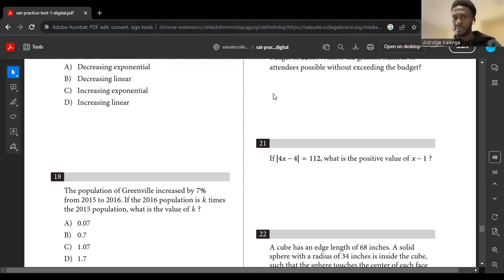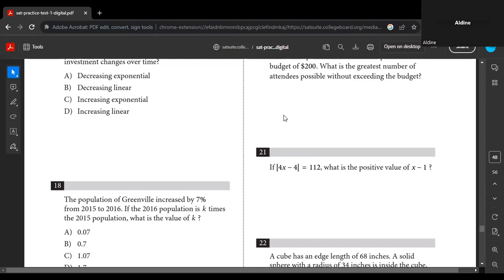Next thing, we get rid of the 4 on the left side, and the answer becomes 116. 4 plus 116, okay, 116 divided by 4 is 29. And minus 1 from 29 is 28. Nice. So that is correct, and that is actually the correct way. So I was going to cheat.